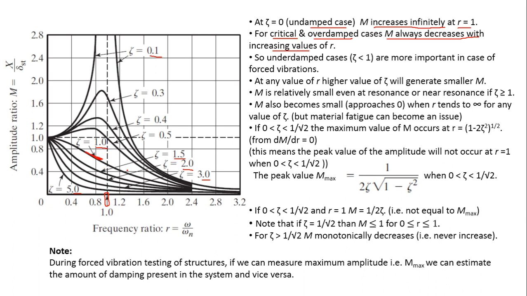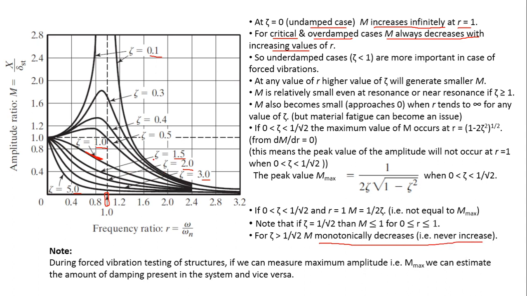Because critical systems and overdamped systems are heavily damped systems, your structure passes smoothly through the resonance region. It does not show any increase in the amplitude. So all these curves, that is the curves for zeta equals 1 and above 1, continuously decrease as r increases. So they monotonically decrease. Monotonically decreasing means that they never increase.